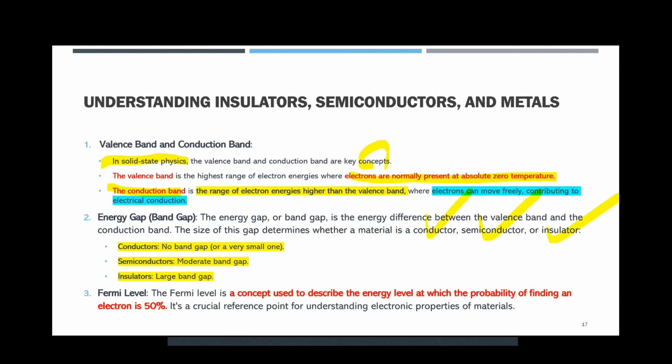So it depends on the gap between the two bands. A conductor has no band gap, a semiconductor has a moderate band gap in the middle, and an insulator has a really large gap. A large gap means it's really hard for electrons to move freely for conduction. The Fermi level is a concept used to describe the energy level where the probability of finding an electron is 50%. It is a crucial reference point for understanding the electronic properties of materials.